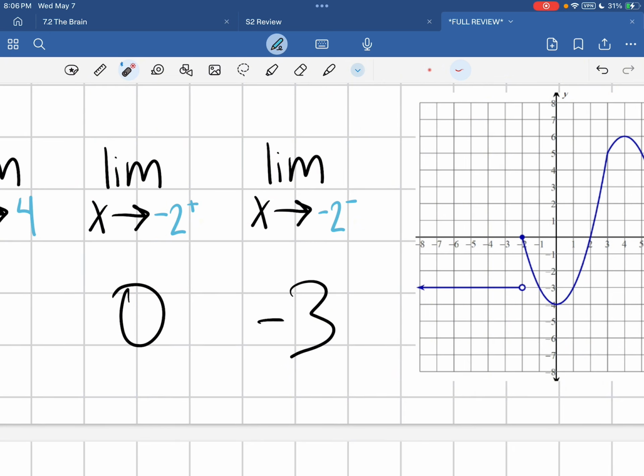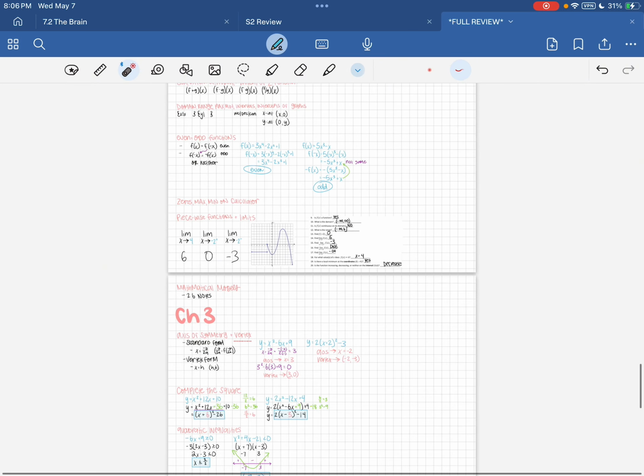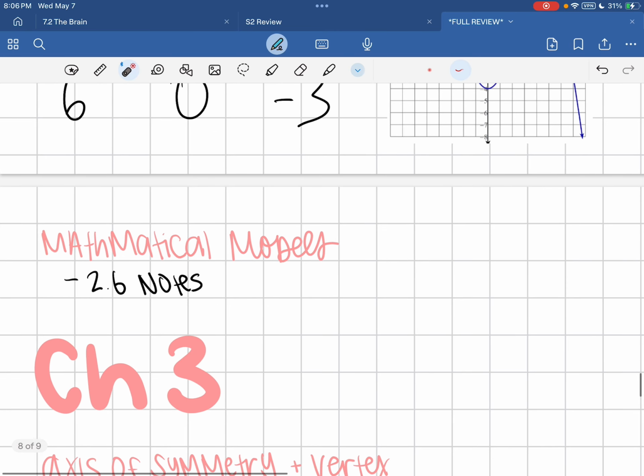If you just had something that said limit x approaches negative 2, your answer would be does not exist because from different directions, the limit is different. And then the last thing was mathematical models, which I don't understand, so just go to those notes.